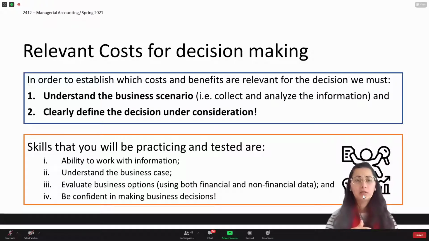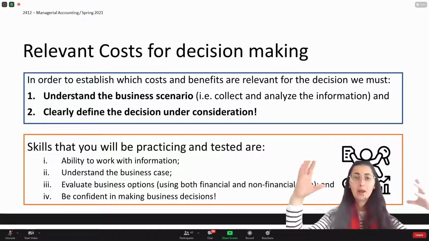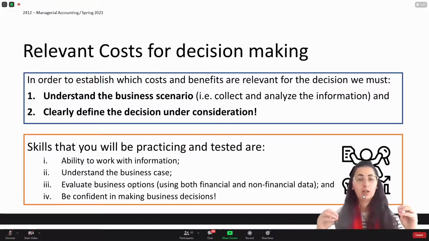So they might have so much information available, so many things to take care of, that they are just blurred. They have not clearly defined what needs to be done at the moment. So these are two important points that we need to have clear when we want to do this type of analysis, to see what is relevant when we want to make a decision. We need to understand the business scenario, and we need to identify what is the decision that we need to make. Okay, we will see an example later on this.